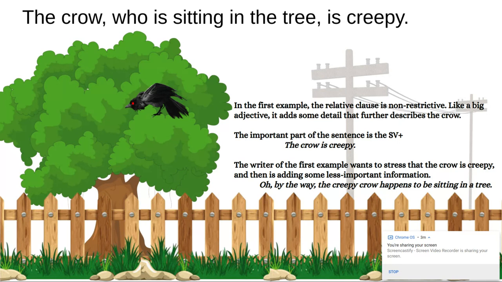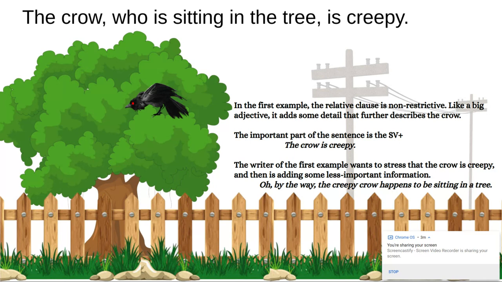Just like in my first example, that relative clause is non-restrictive, and it works like a really big adjective, right? It just adds some detail that further describes the crow. If we take away that relative clause, who is sitting in the tree, we'll see that the most important part of that sentence is the crow is creepy, right? So the writer of that first example just wants to stress that the crow is creepy, and then they're adding some less important information. Oh, by the way, that creepy crow happens to be sitting in that tree over there, right?